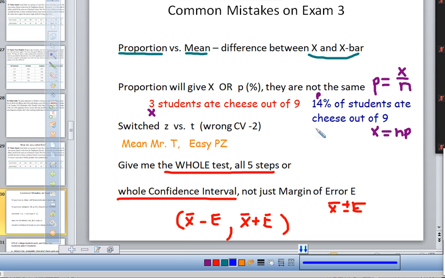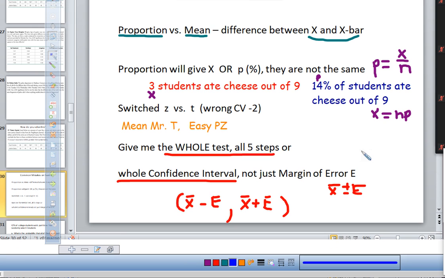They're different. How do you know? P has a percent attached to it. That's how you know. Okay. Or it's a decimal, right? It could be written as 0.14 maybe.